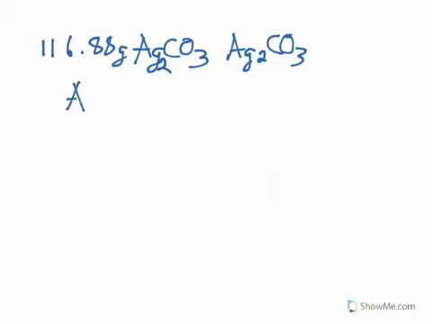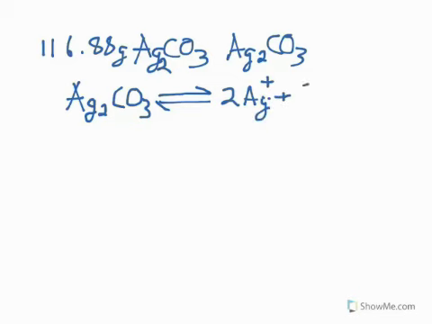So the reaction we write for a slightly soluble salt is Ag2CO3. Now, since it's slightly soluble, which means it doesn't all go in, we put the double arrow, dynamic equilibrium. And I get 2 silver pluses and 1 carbonate. You need to be able to figure that out. Aqueous, aqueous, and over here I have a solid. That's important.